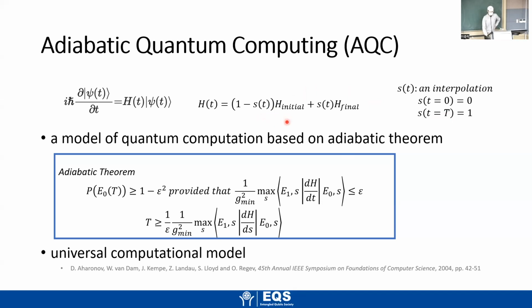So in the initial state, the system will be governed by the initial Hamiltonian, and at the final state, the system will be governed by the final Hamiltonian.